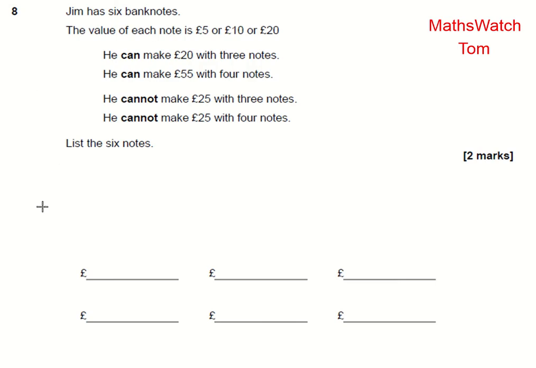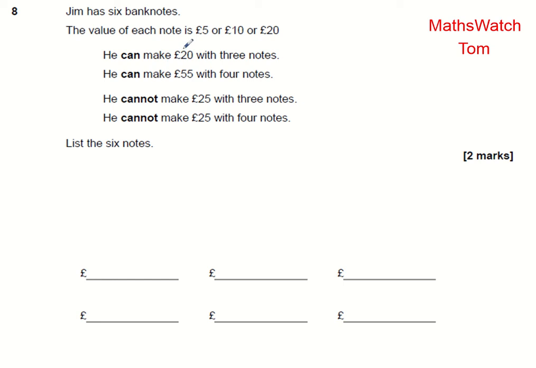Question 8. Jim has 6 banknotes. The value of each note is £5, £10 or £20. He can make £20 with 3 notes. He can make £55 with 4 notes. He cannot make £25 with 3 notes. He cannot make £25 with 4 notes. List the 6 notes. So to begin this, let's figure out what he can do.